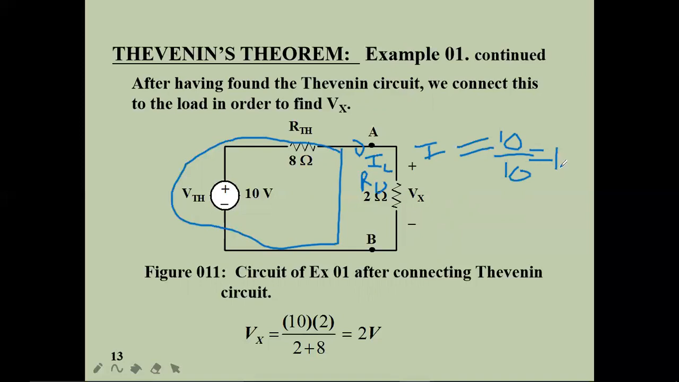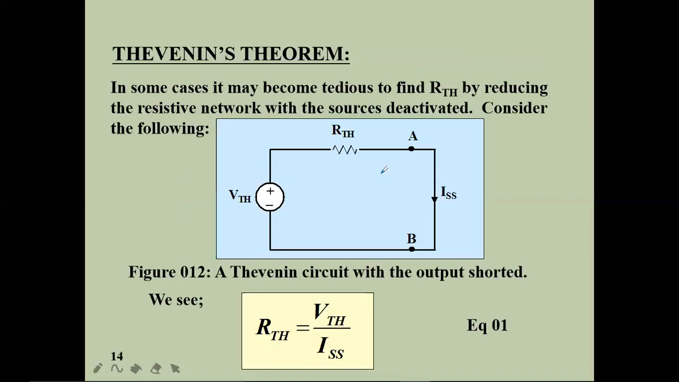Hope you got what I am trying to say. This is a very important way of understanding Thevenin's theorem. In some problems they may ask you to find the current flowing through the load. In that case you can use the simple Ohm's law formula, total voltage by total resistance throughout the line, right? So this is finding it by using example number 1 with Thevenin's theorem. Let me move to some other way of understanding. In some cases, it may become tedious to find RTH by reducing the resistive network with the sources deactivated. Consider the following.